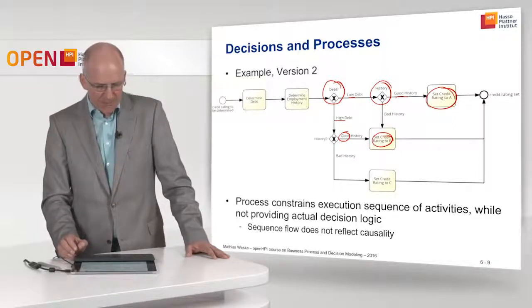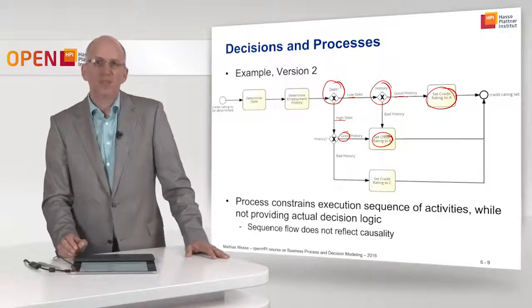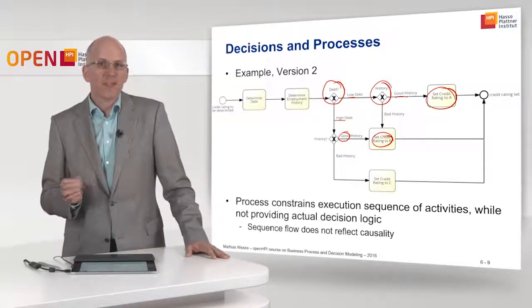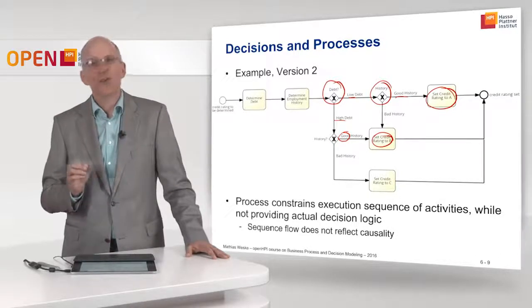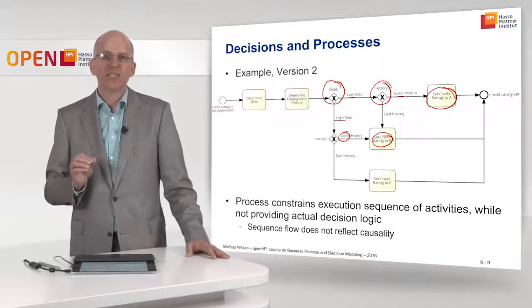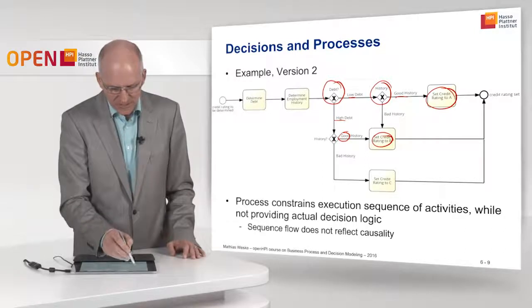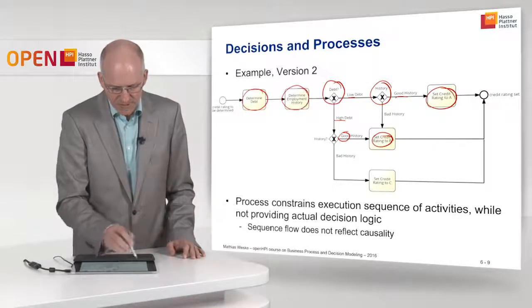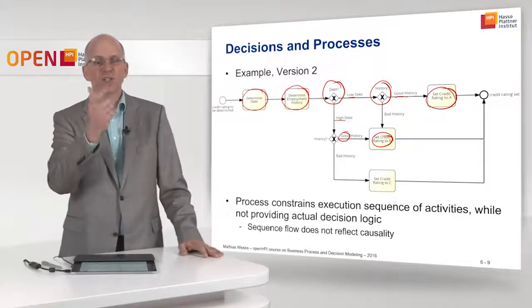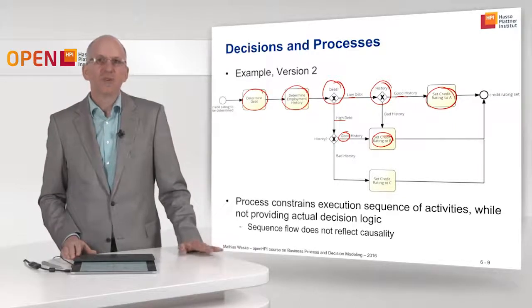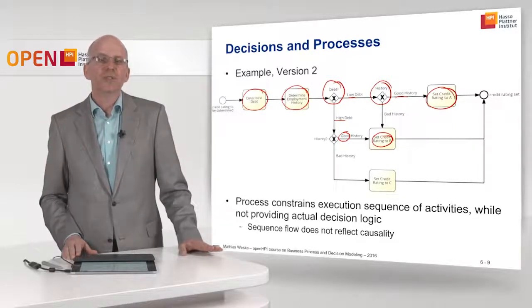So what we see here is that the process constrains the execution sequence of activities, while not providing the actual decision logic. And that's due to the fact that the sequence flow does not reflect the causality. So we learned that sequence flow reflects causality between activities in the process, but this is not the case. For instance, if you look at the first two activities, determine debt and determine employment history, they could also be executed the other way around because there's no causality between those two. And that shows, I guess, quite nicely that we should not misuse process models to model decision logic.